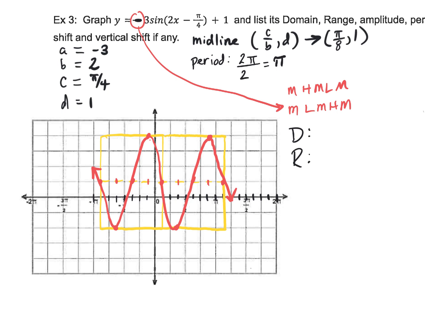What is the domain? All real numbers. What's the range this time, though? 4. All right, amplitude. Good. Nobody said negative. Period, we already found. Phase shift. Pi over 8. Good. Vertical shift. 1. Ta-da.